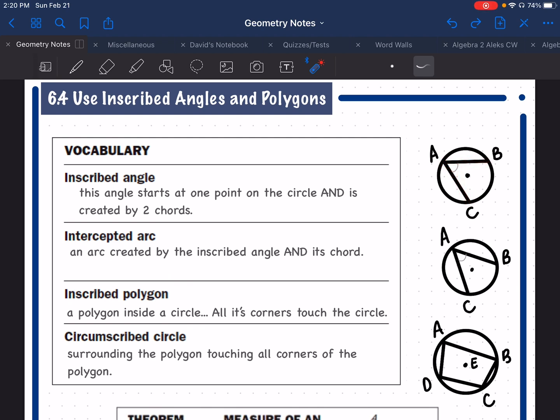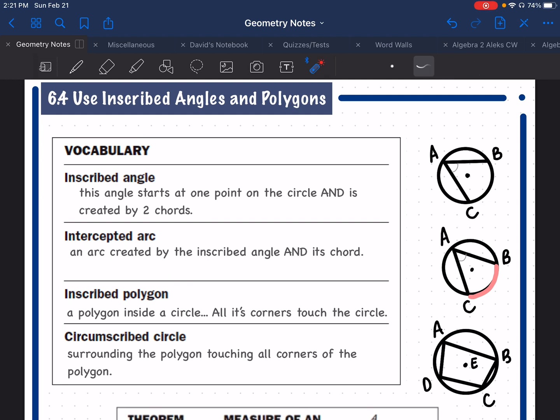It also creates what is called an intercepted arc. This is an arc that is created by an inscribed angle and its chords. So this would be my intercepted arc right here. Let's go ahead and mark that. There we go. There would be my intercepted arc.